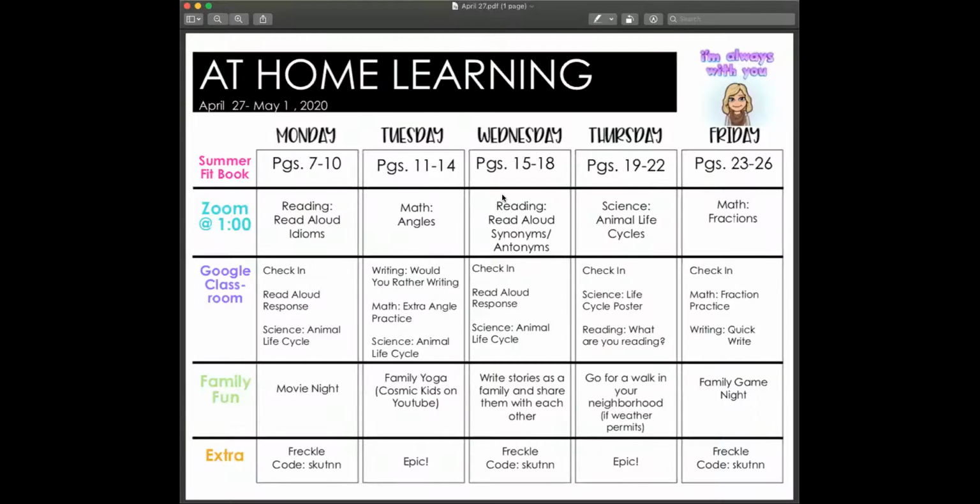We're going to start off with the Summer Fit books and then go over the rest of the things that are going on today. So what I'm going to do is share the learning agenda for today. For Summer Fit books, the kids are going to be doing pages 11 through 14 in the books. That will look like this. Let's see. So we can go over that in just a moment.